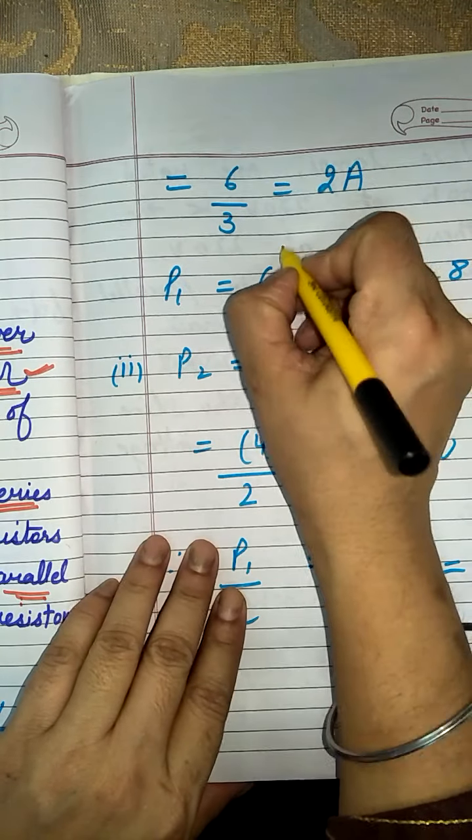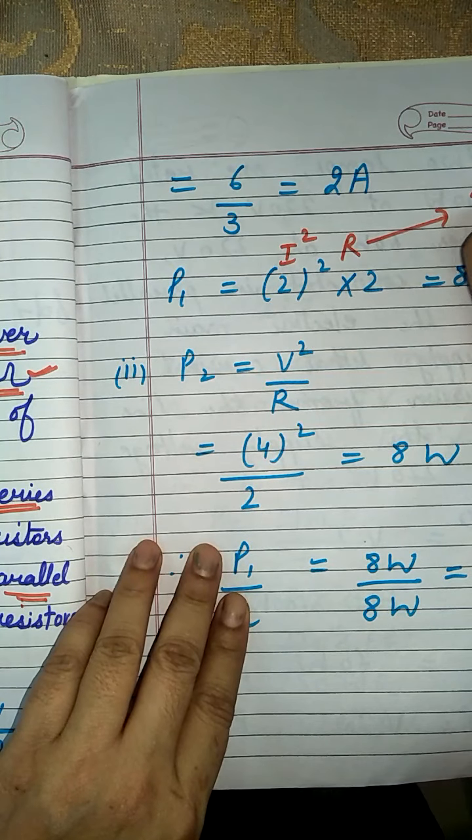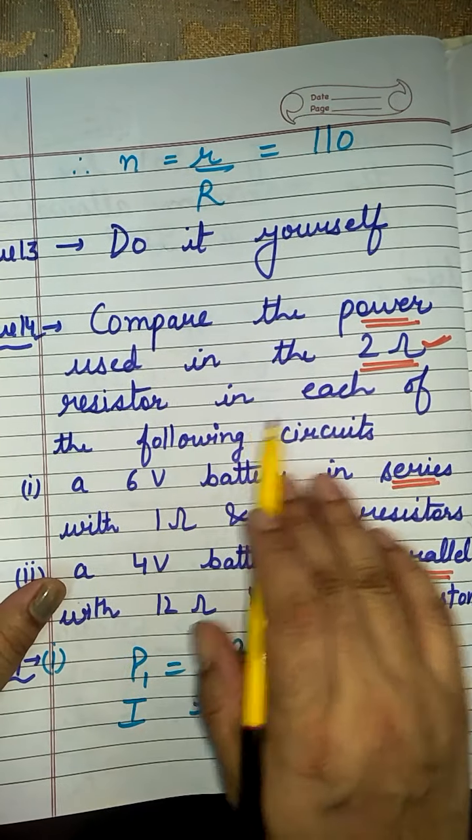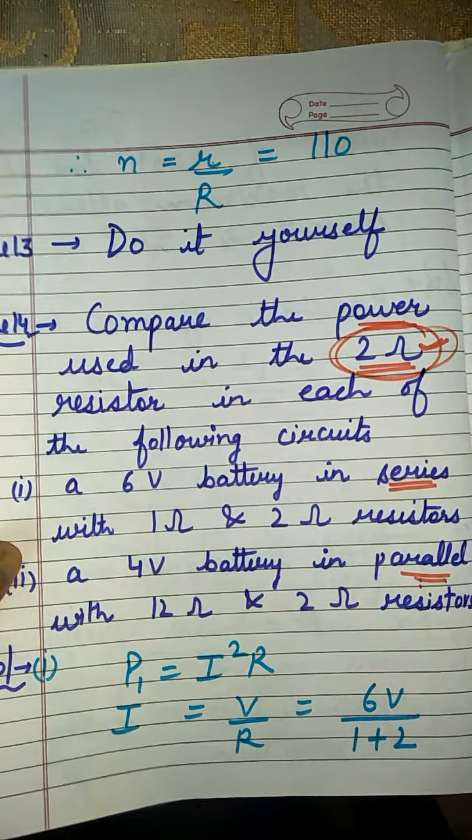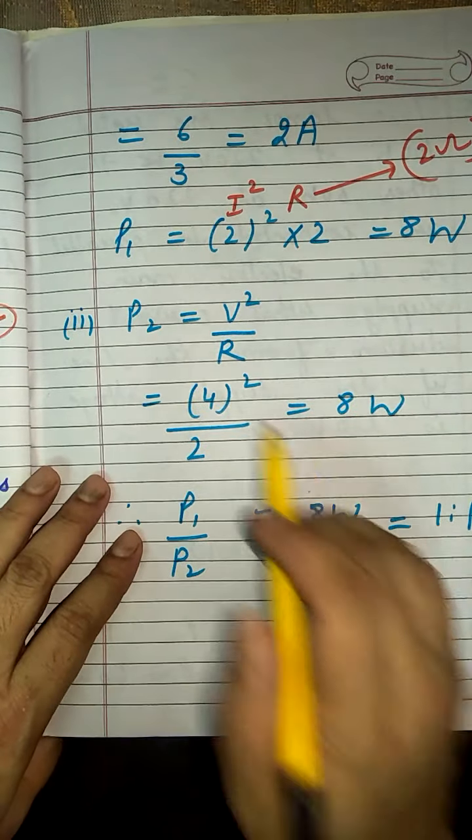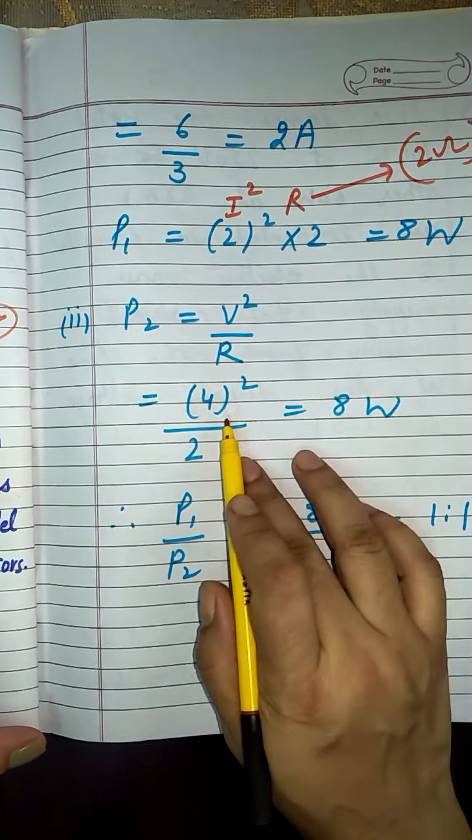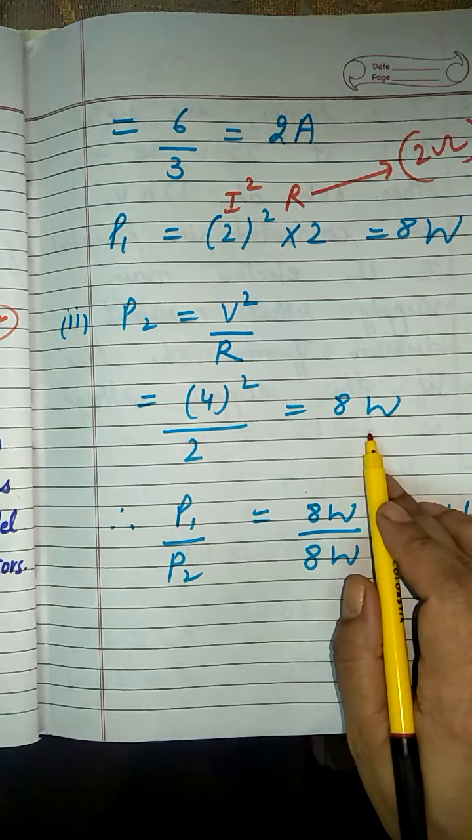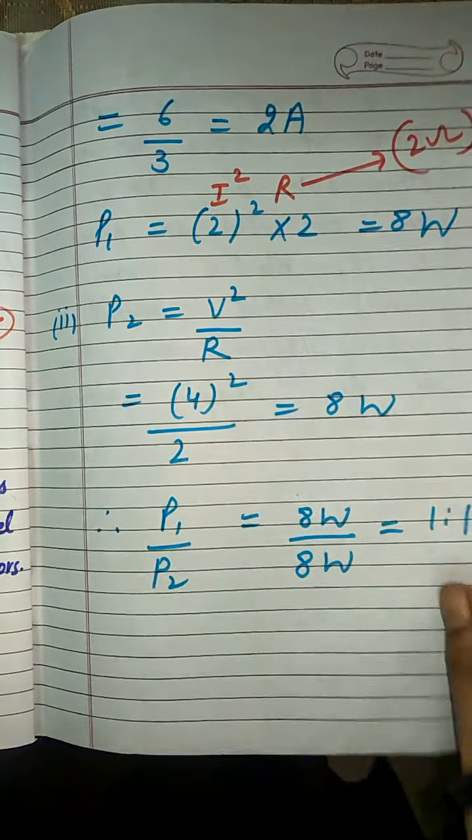Then what is your formula? I square R. What R value do you have to take? 2 ohm. Why? Because he has told you to find the power used in the 2 ohm resistor. This is the thing you need to keep in mind. Now for P2, power 2, V square by R. What is V? Voltage is 4 volt. R is 2, he has told us to take 2. Fine. You will again get the answer 8 watt. So when you take the ratio, it comes out to be 1:1.